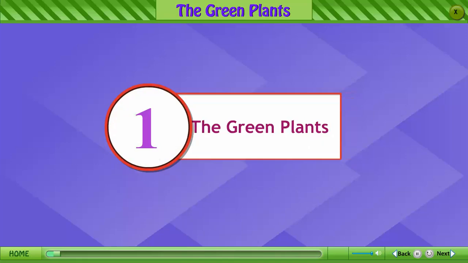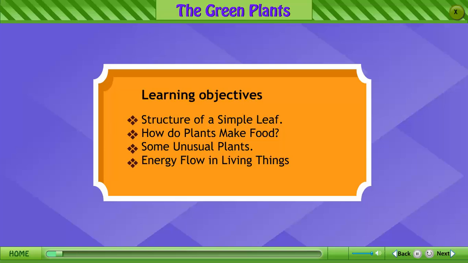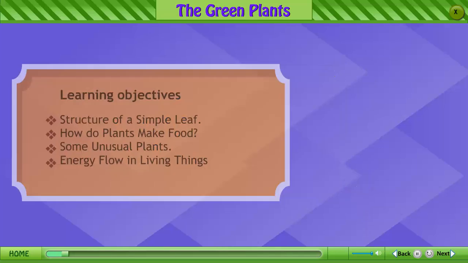Chapter 1. The Green Plants. Learning Objectives. Structure of a simple leaf. How do plants make food? Some unusual plants. Energy flow in living things.